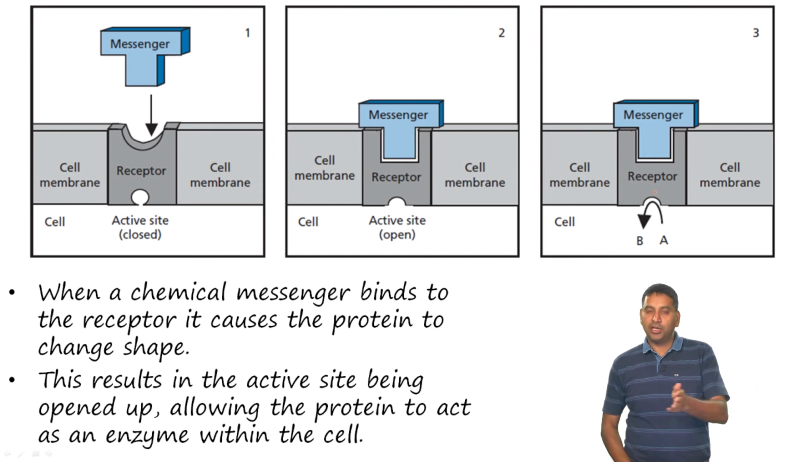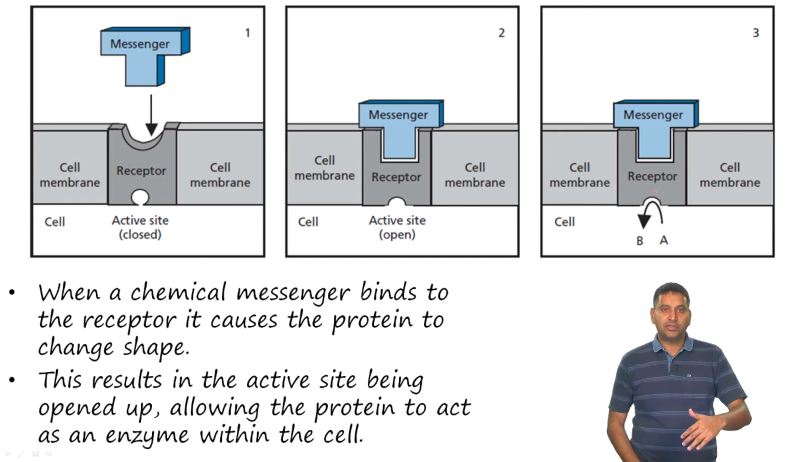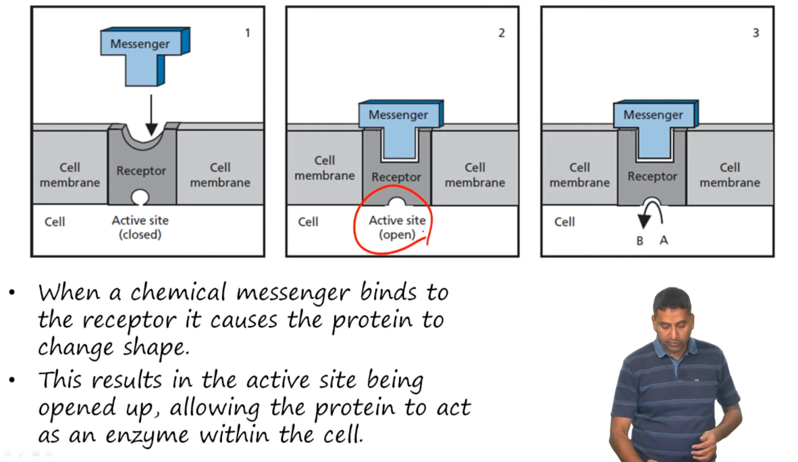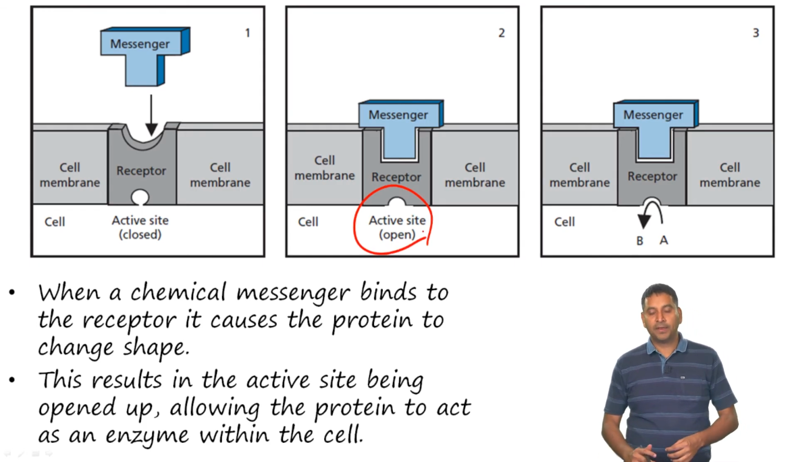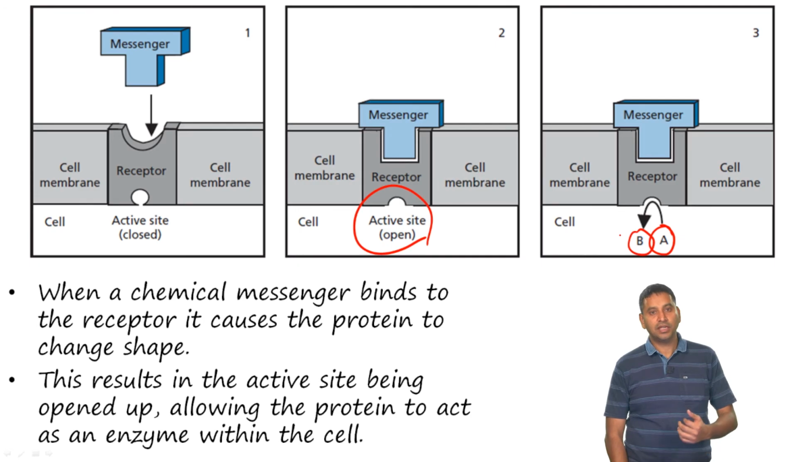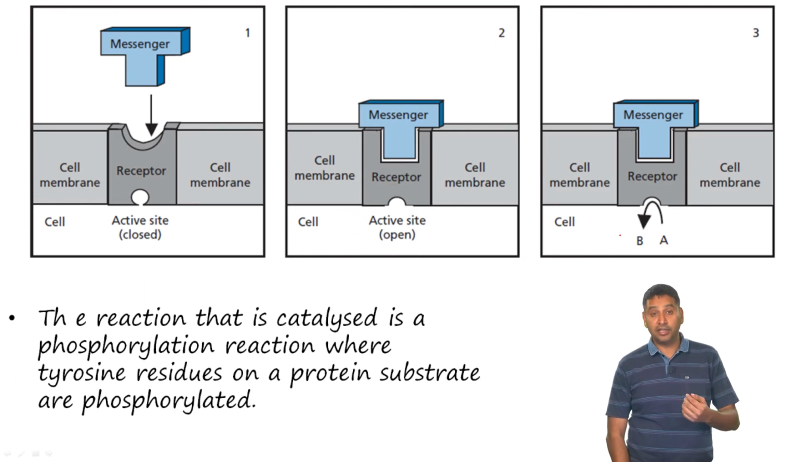Again, very similar to the other receptor ligand interactions, once the messenger binds to the receptor, it causes the protein to undergo a change in shape, and once this change in shape happens, the active site which was previously closed is now opened up. This is an enzyme active site, and therefore it can catalyze a reaction, A goes to B. The reaction catalyzed here is a phosphorylation reaction, where a tyrosine residue on a protein substrate is phosphorylated.